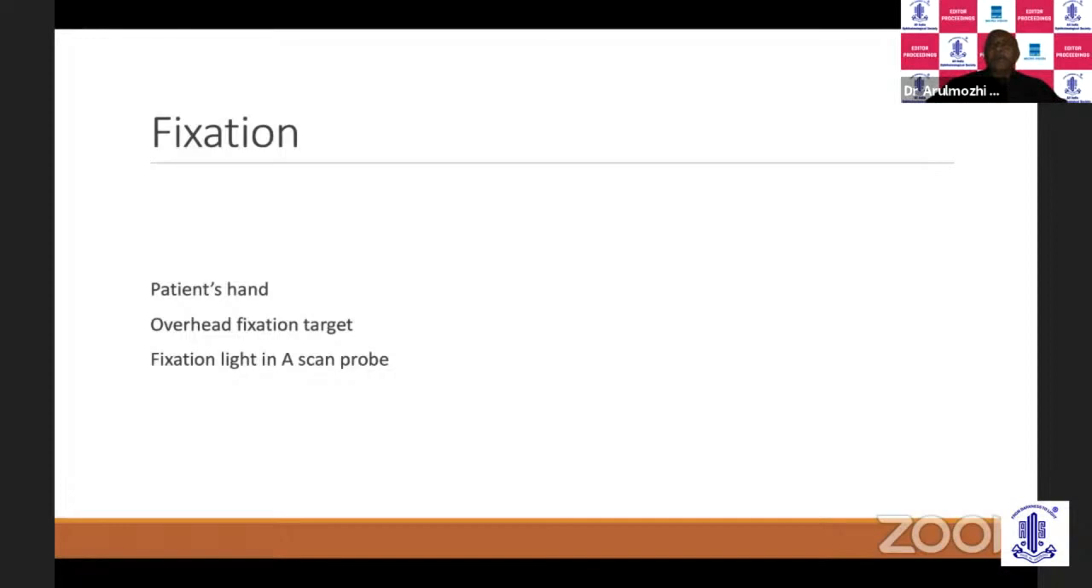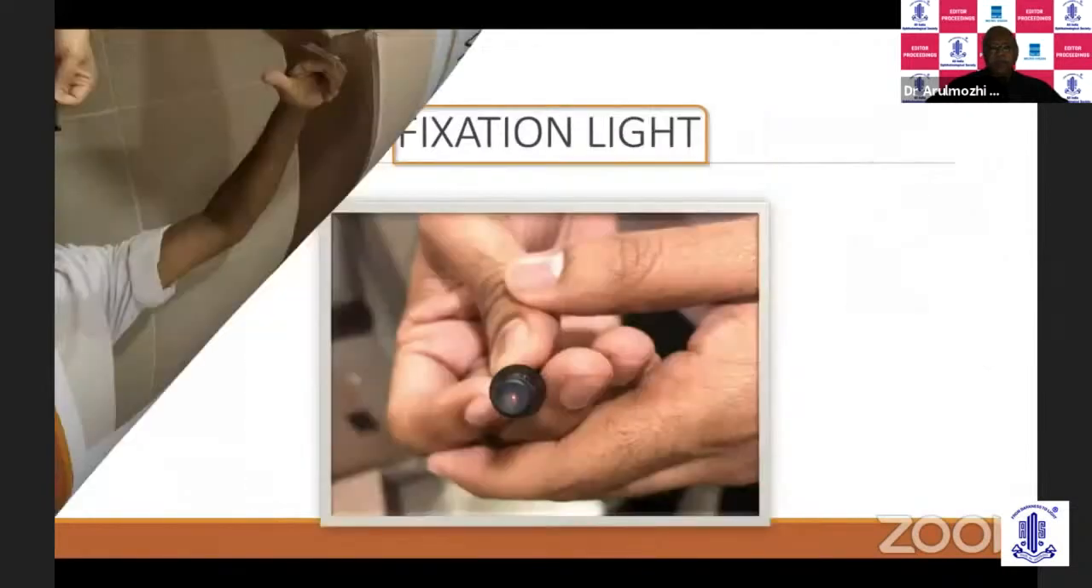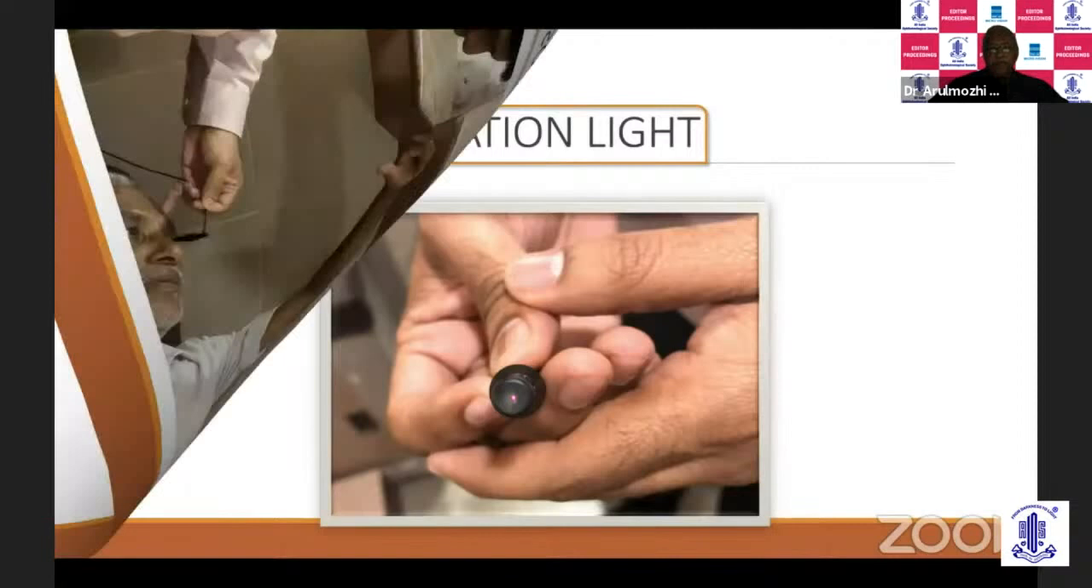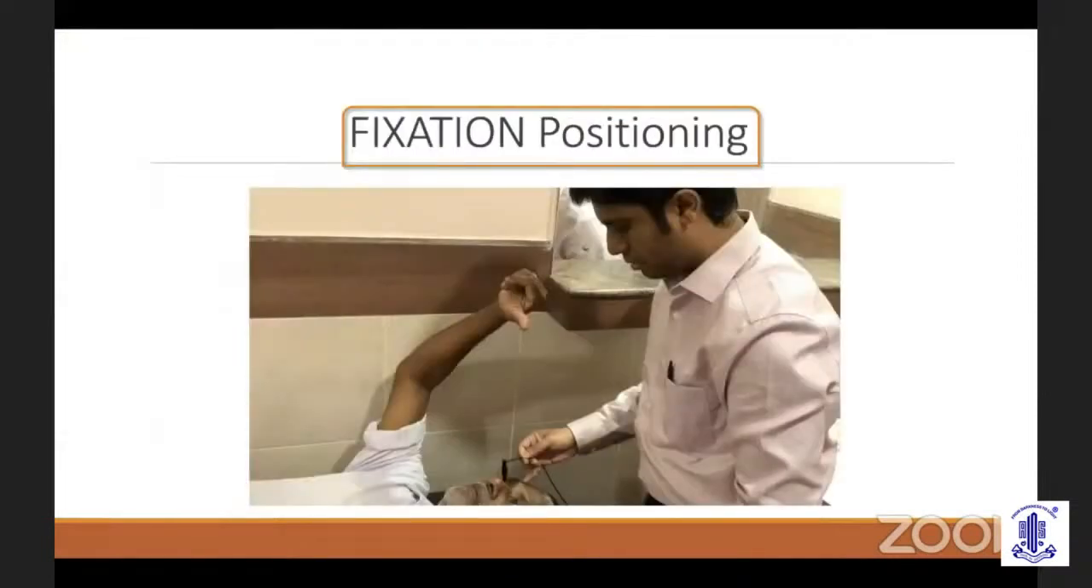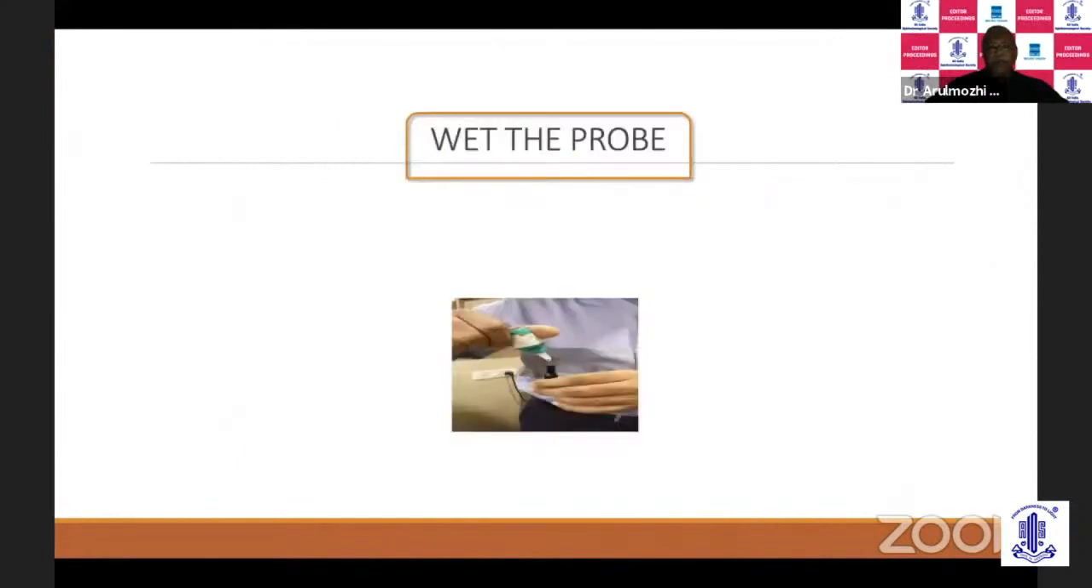Or you can have an overhead fixation target, where you can have a laser pointer shown on the roof or the ceiling, and that can be used as a fixation. There's a fixation light that's available on the probe, which also is very useful for you to fixate. The positioning, as we told you, should be in a way that you can use the hand fixation or the fixation light of the probe.